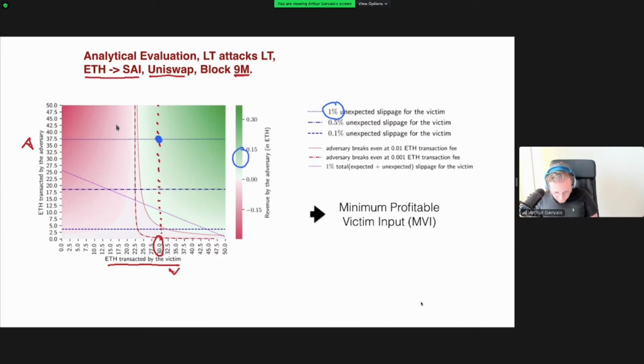But what's more conceptually interesting from this chart is that you can find some values where it's actually not profitable for an adversary to attack. Whenever you're in this realm, from a victim perspective, you're safe. Nobody will sandwich you. As such, we came up with this concept of a minimum profitable victim input. So maybe if you don't exceed, let's say, 20 Ether, then you're safe.